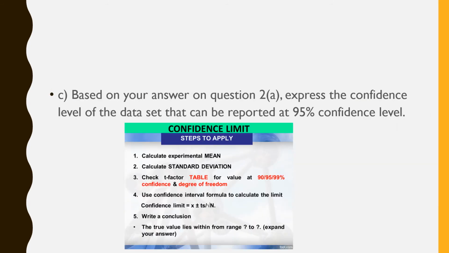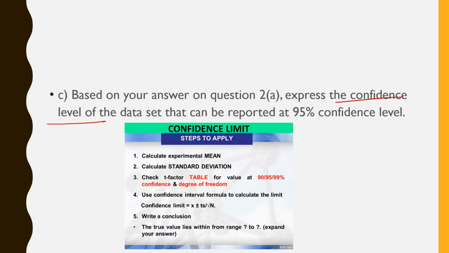Okay, so for C, based on your answer from question 3, express the confidence level of the data set that can be reported at 95% confidence level. So the question needs us to express the confidence level. So this is the step for confidence level.